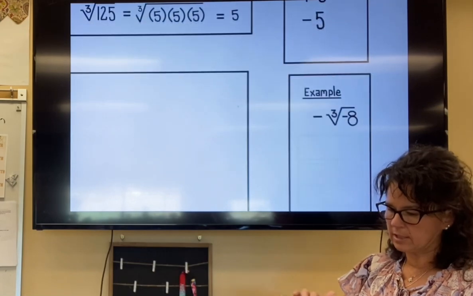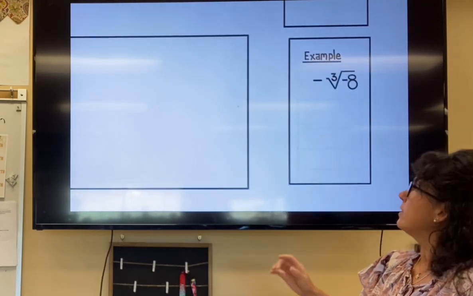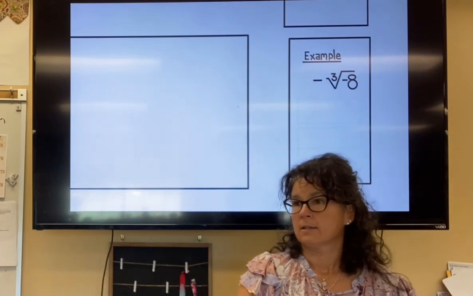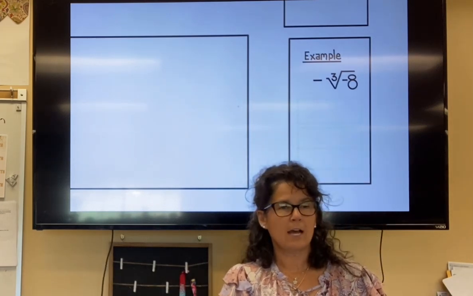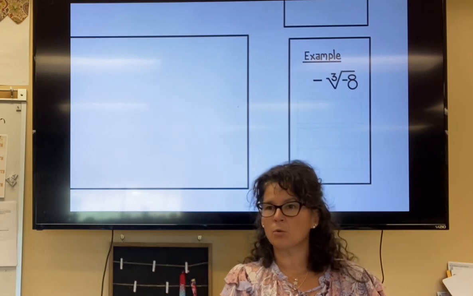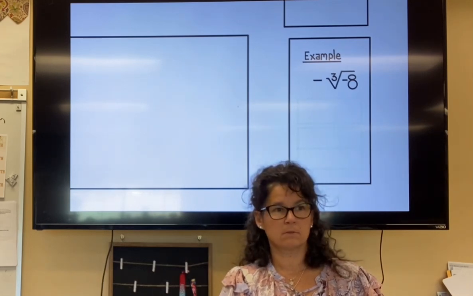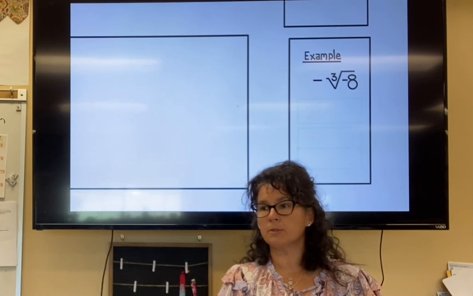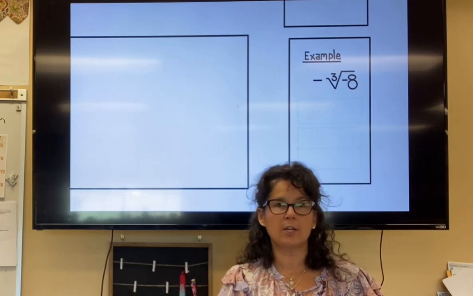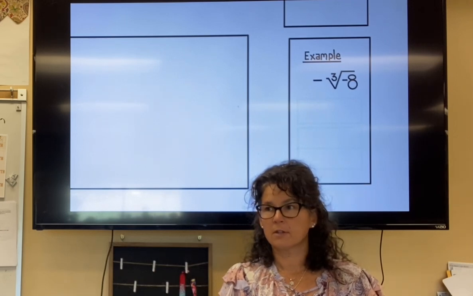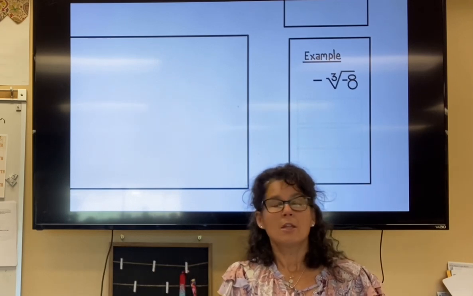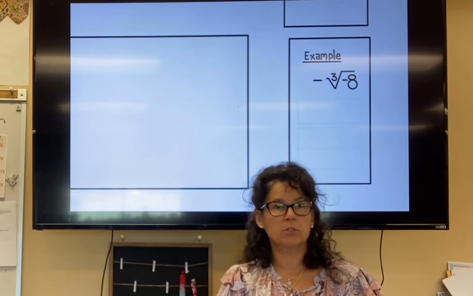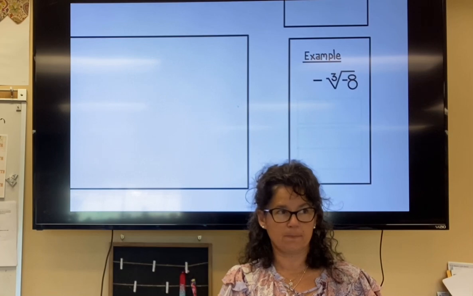Okay, so here's another example, but this time we have a negative underneath the root. Does anybody have any thoughts about what you might think when you see a negative under a root? When we've been doing square roots, what happens when you take a square root of a negative on a calculator? Yeah, you get an error message. That is not the case for odd roots. Odd roots do have answers.